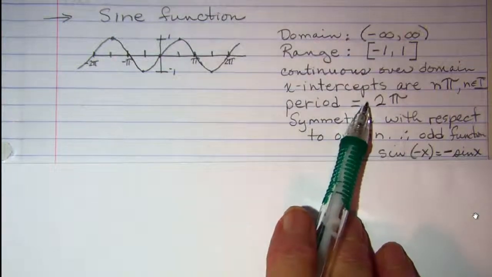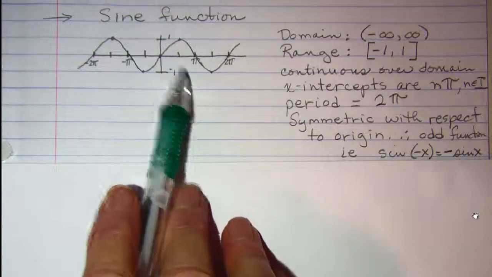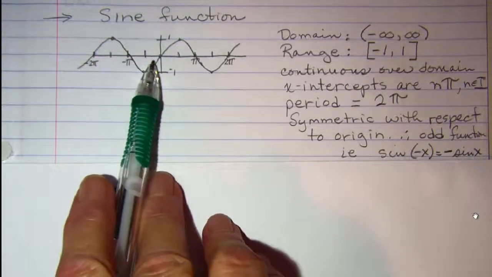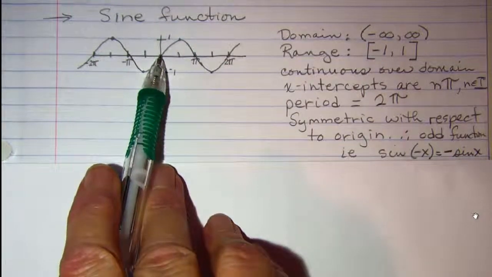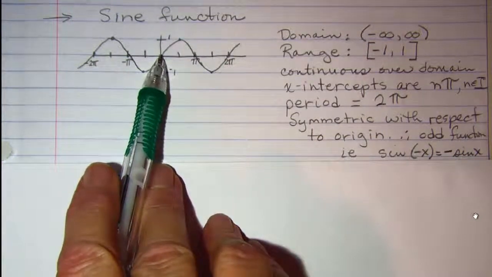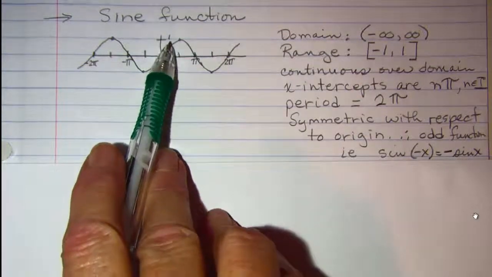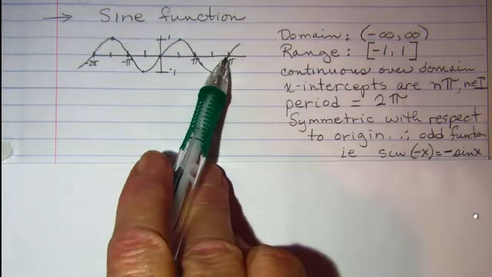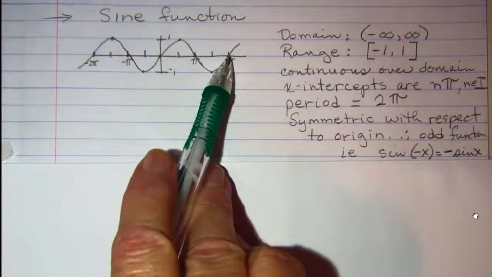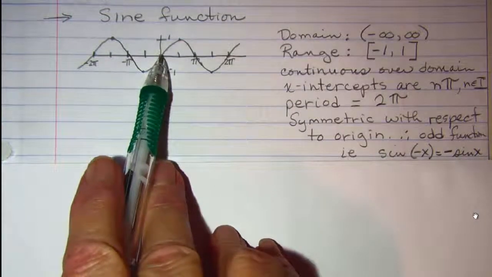Period is how long it takes to do one complete curve. So we can measure our period from the 0 right here, and notice that our sine function starts by going up and then comes back down and heads back toward the axis. So at this point is when the period ends if we started it here.